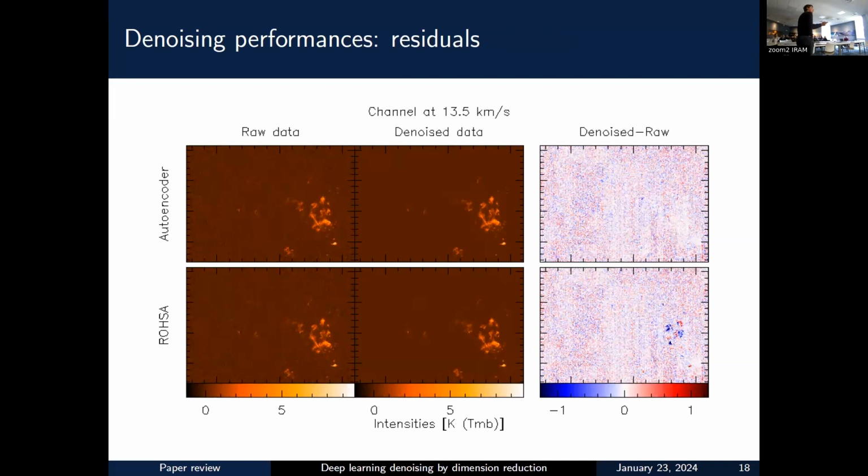A visual example of the denoising is this one. The autoencoder is on the top panel and ROSA on the bottom panel. This is the raw image, this is the denoised image for the autoencoder and for ROSA, and the residuals, so the subtraction of the inputs and the outputs. In the case of the autoencoder, we cannot see a lot of signal in the residual, which is good. In the regions where you have more signal, the residuals are closer to 1 because the autoencoder is very careful when it is denoising. The denoising is performed well on the diffuse region. In the case of ROSA, you can see that the dense core appears in the residuals.